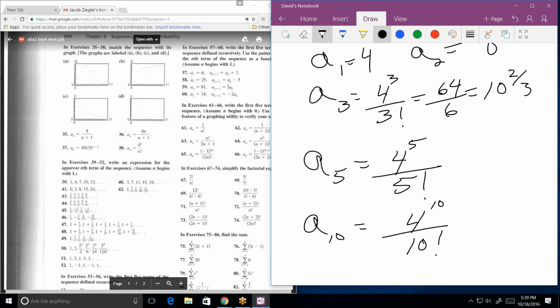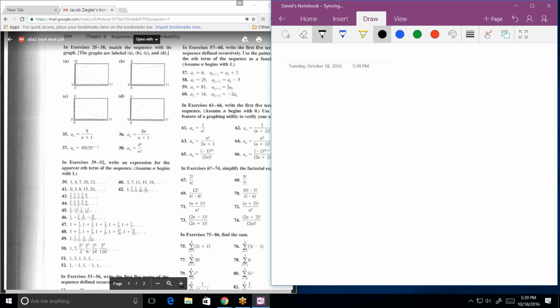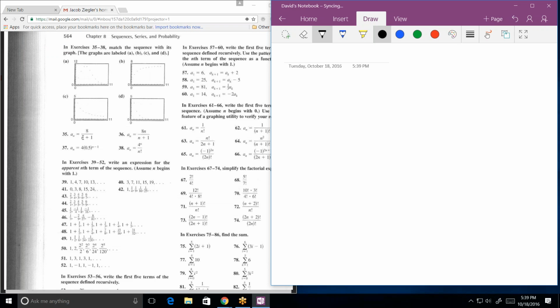I don't want to spend too much time on this because we could take up the whole half hour with these first 4 problems. Now, that leaves C and D, and we can certainly see that with 35, as n gets bigger, it's going to 0, right? Well, where does it start out? When n is 1, what is a sub 1? 8. Okay, well, they both kind of look like they start close to 8.